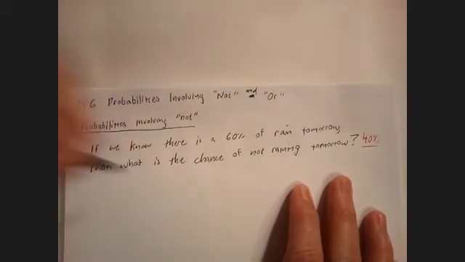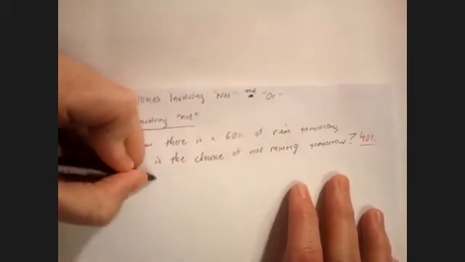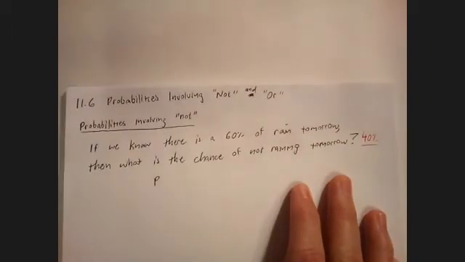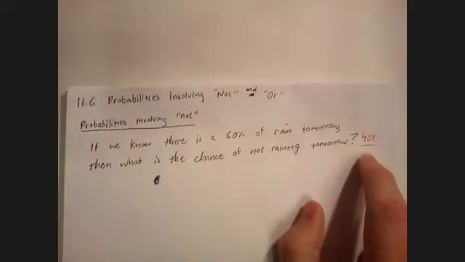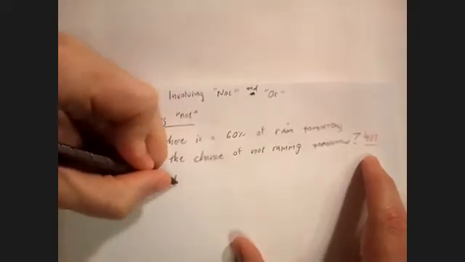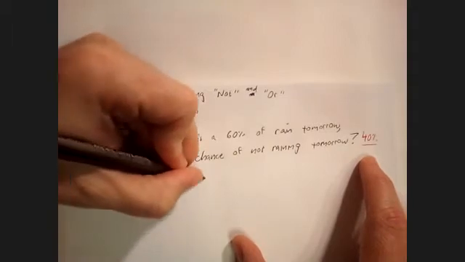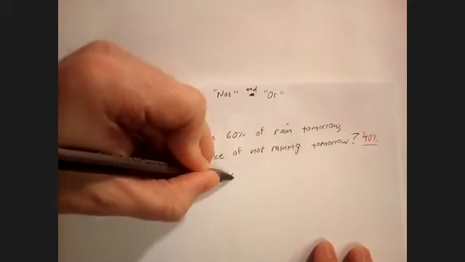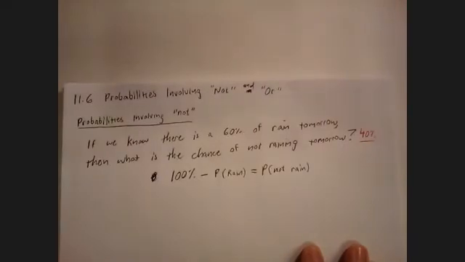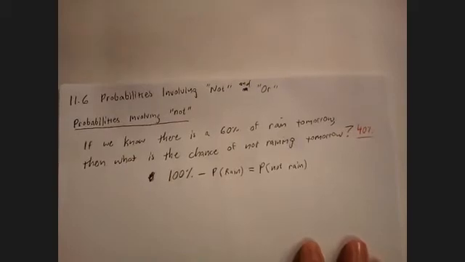The probability, let's do it this way. The way we got this 40% is I said 100% minus the probability that it would rain, and that was the probability that it would not rain. Okay, so that should make sense.